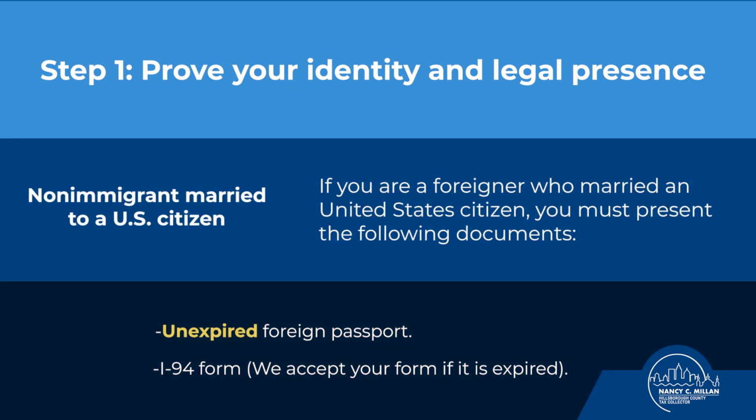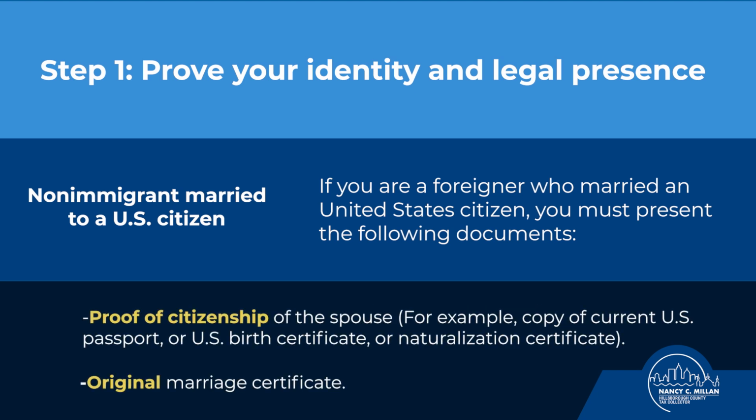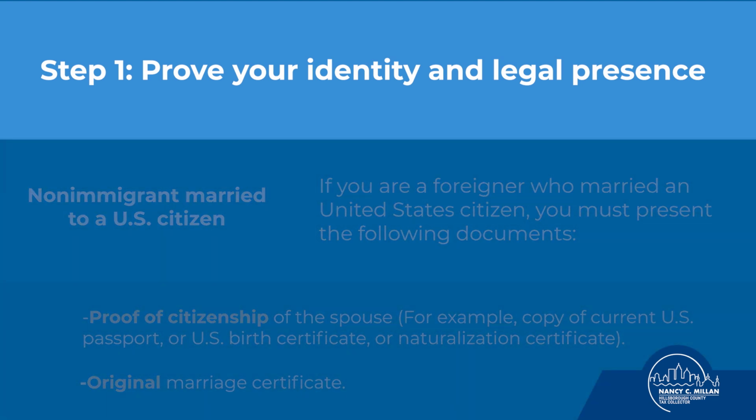Non-immigrant married to a U.S. citizen. If you are a foreigner who married a United States citizen, you must present the following documents: an unexpired foreign passport, I-94 form. We accept your form if it is expired. A letter I-797 showing your receipt of the I-130 application, petition for non-immigrant relative. Letter I-797 showing your receipt of application I-485, adjustment to permanent resident. Proof of citizenship of the spouse. For example, a copy of a current U.S. passport, or U.S. birth certificate, or naturalization certificate, and original marriage certificate.